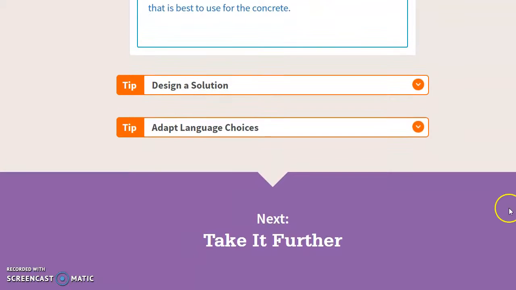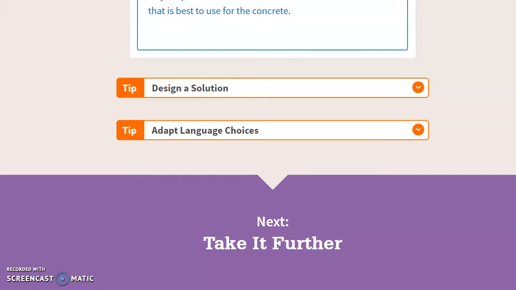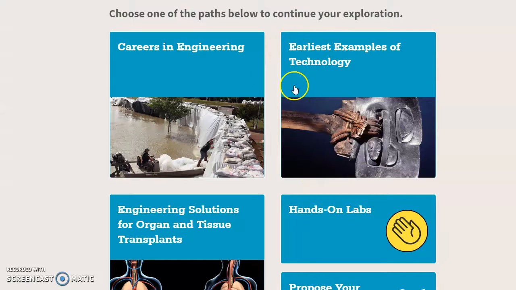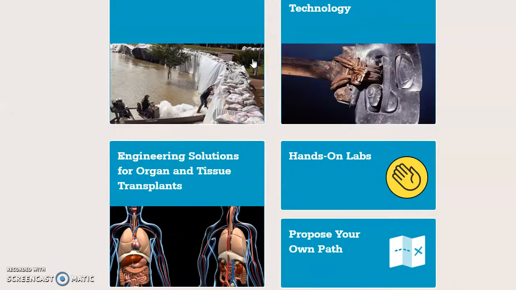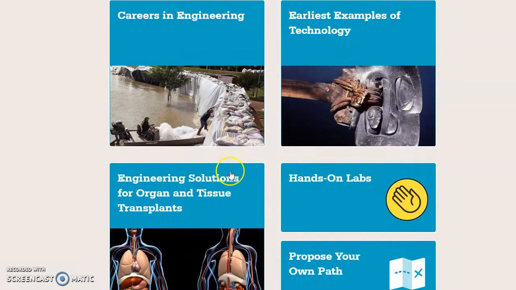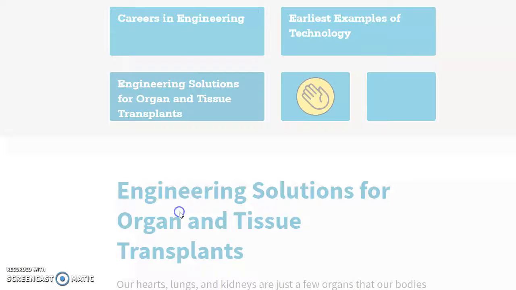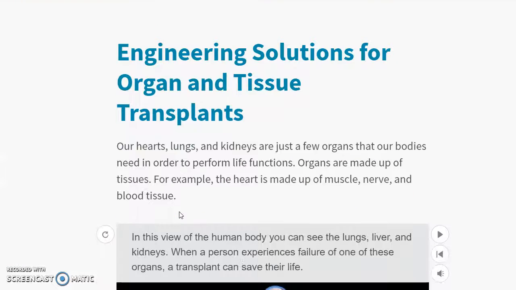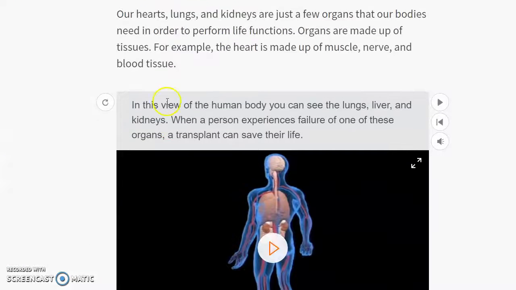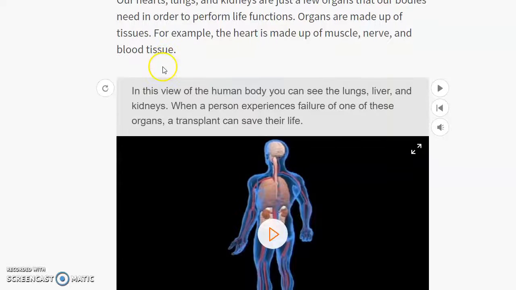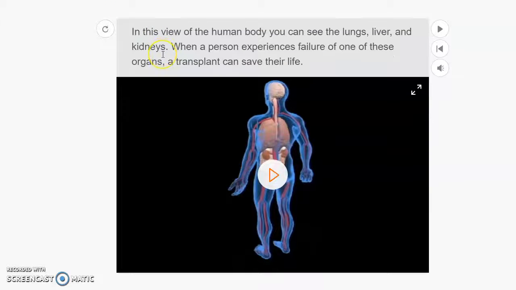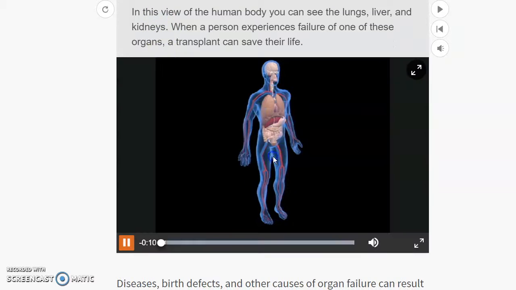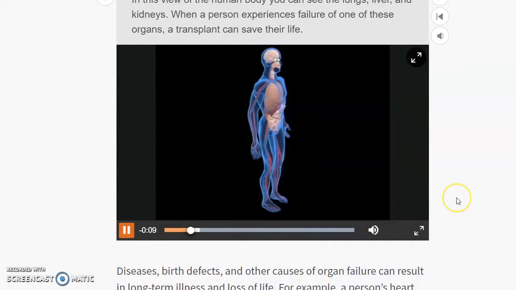So that was Explore, Explain 2. We can do Taking It Further. Really enjoy getting to choose one of the paths. I'm going to choose the solutions for organ and tissue transplants. Just I'm interested in that. Organs are made up of tissues, so they're showing all the different parts of the human body.